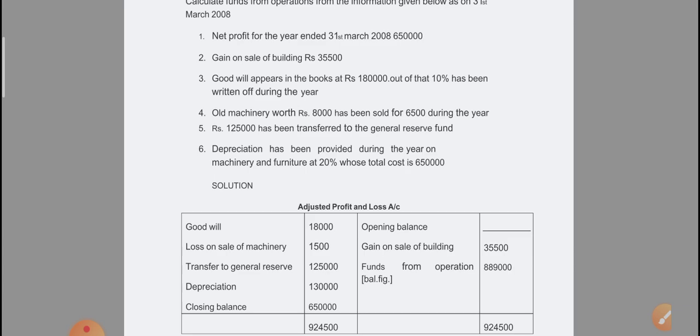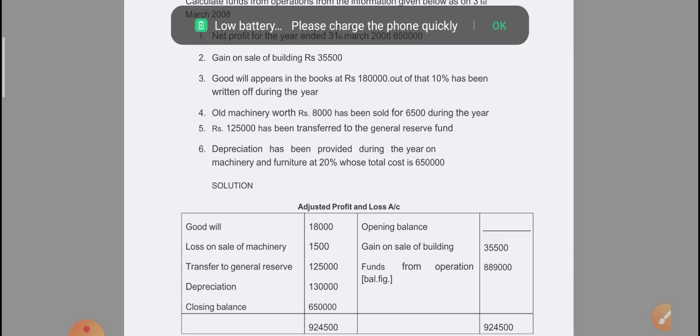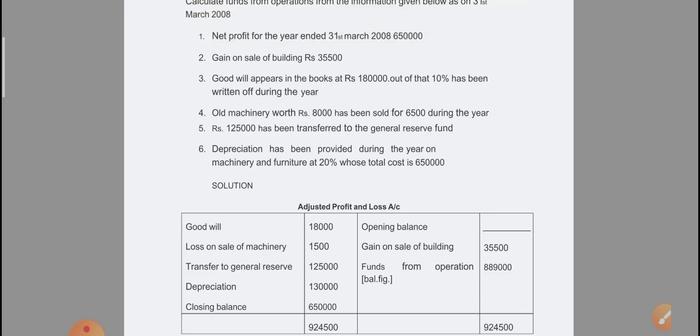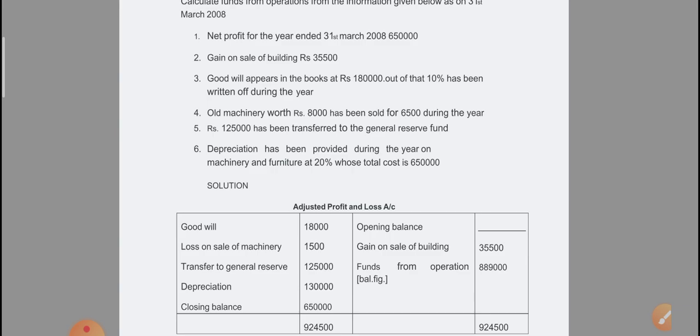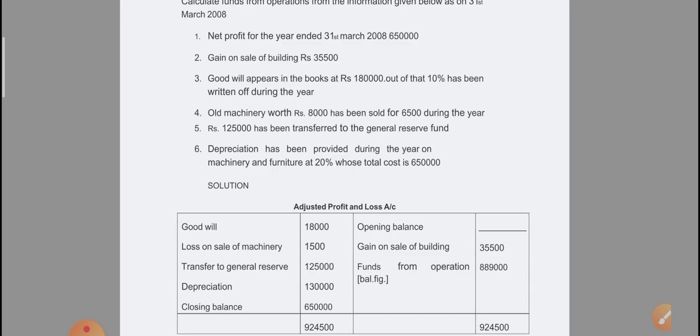Then depreciation has been provided during the year on machinery and furniture at 20%, whose total cost is rupees 6,50,000. So on machinery and furniture, the depreciation has to be charged at 20% on its total cost. So what is 20% of 6,50,000? 10% is 65,000, so 1,30,000 is the 20% of 6,50,000.